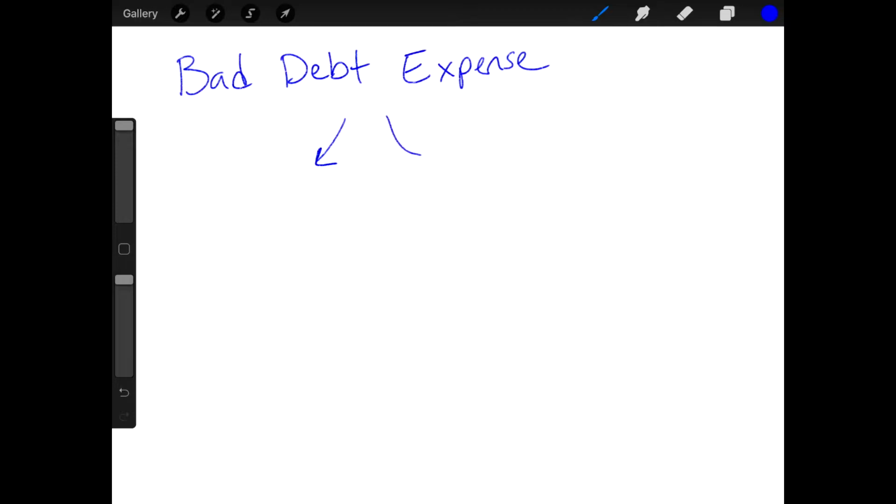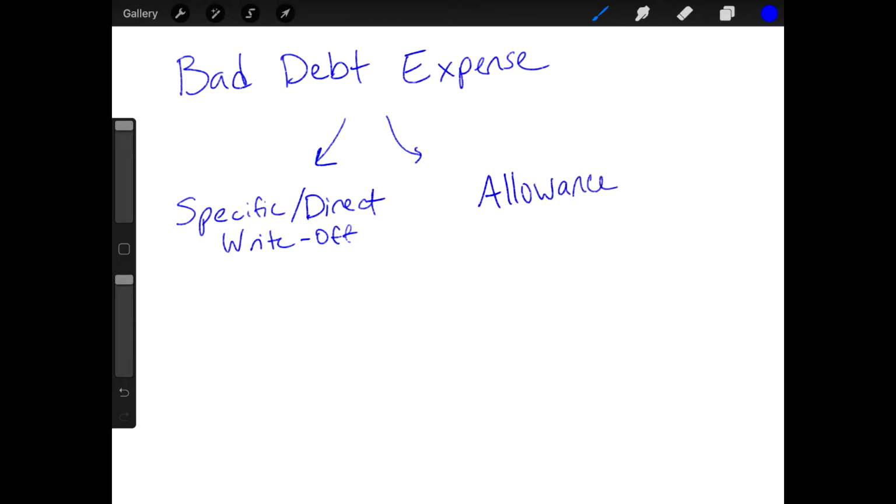So we have two different ways to account for bad debt expense. The first is the specific write-off method, or the direct write-off method, as it's called. That won't really be our focus. The focus for this accounting class will be the allowance method, which is also the method that GAAP follows.